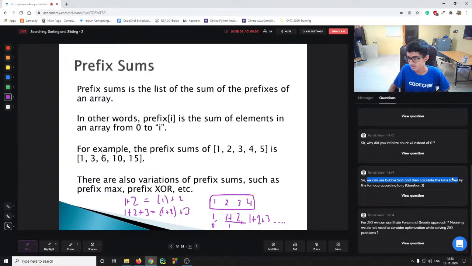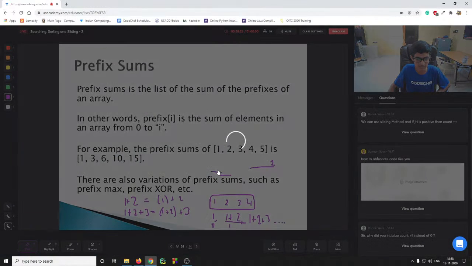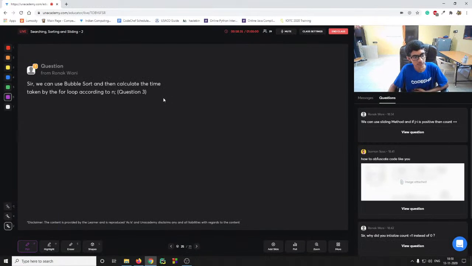Sir, can we use bubble sort and then calculate the time taken by the loop according to n for question 3? So we can actually, bubble sort will only take the consecutive elements. I guess we'll be taking a look at the implementation tomorrow. I'll just answer the questions today. Consecutive elements doesn't mean the minimum. So we are going to be taking the minimum, for example 2, and pushing it to the beginning, and then taking 3 and pushing it to the next position, and so on. But bubble sort doesn't do that.